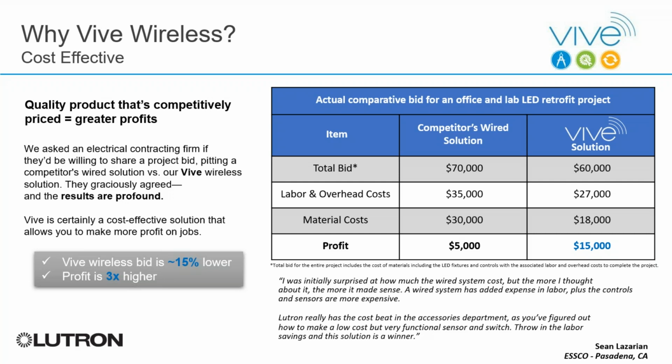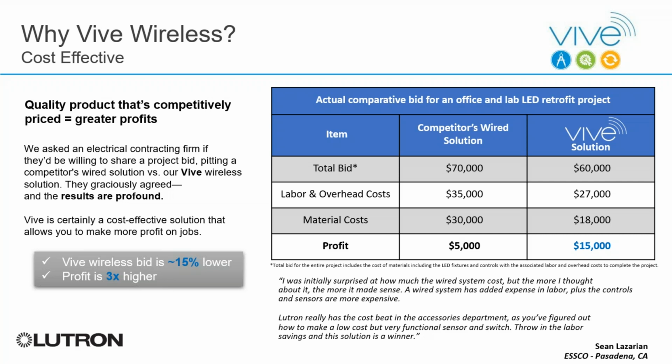And we've heard this a number of times, and here's a great example from a contractor, Sean Lazarian, who put this together for us. He did a bid for a situation where he looked at a competitor's wired system and our Vive solution. And not only was his bid for Vive lower, but his profit as a result of using the wireless system was higher. Now, I know that's counterintuitive because typically, the trade-off contractors have to go through is that if you bid lower, you're eating into your profit in order to win the job.